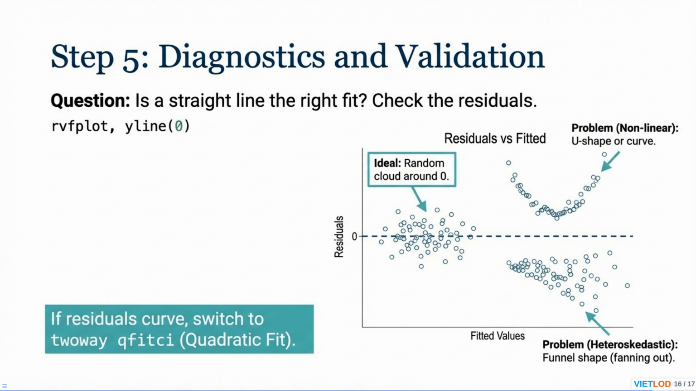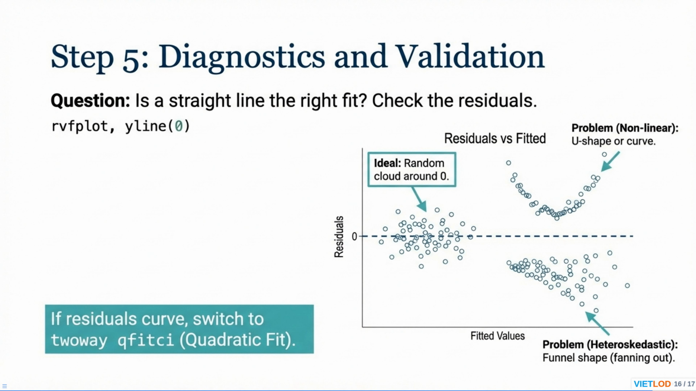After building our linear model, a critical final step is to perform diagnostics and validation. We must ask, was a straight line truly the right fit for our data? To answer this, we examine the model's residuals, which are the differences between our observed and predicted values. In Stata, the rvfplot command, used with yline 0, creates a residual versus fitted plot. Ideally, for a well-specified linear model, these residuals should appear as a random cloud of points scattered evenly around the zero line, indicating no systematic patterns.